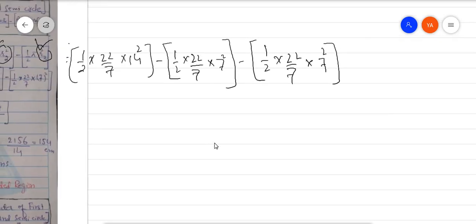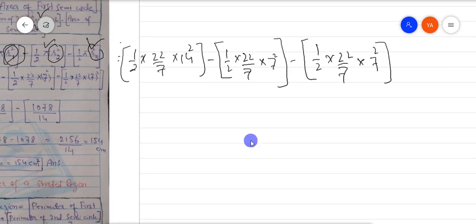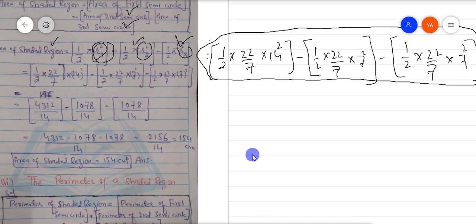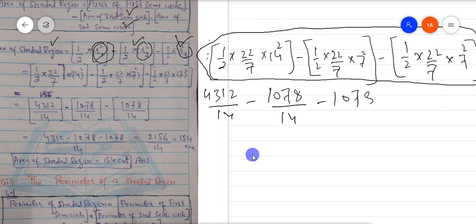So if we solve or simplify this step, we will get our result. So it will be 43,12 divide by 14 minus 1078 divide by 14 minus 1078 divide by 14.